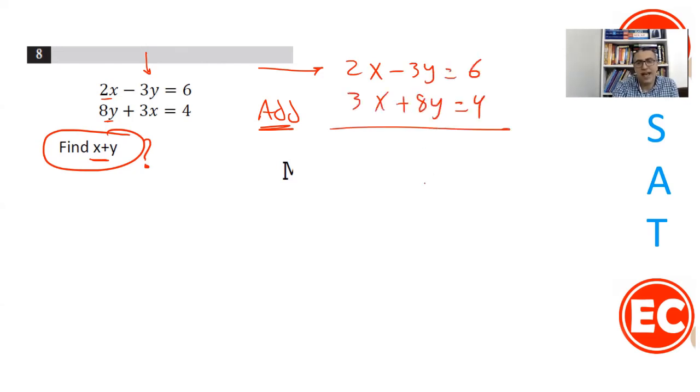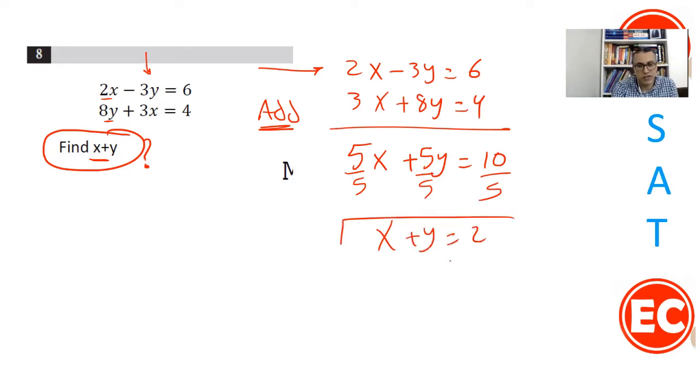Let's add them. 2x and 3x is 5x. Negative 3y and positive 8y is positive 5y. Is equal to 10. By dividing the whole equation by 5, it's clear for us that x plus y is equal to 2. x plus y is equal to 2.